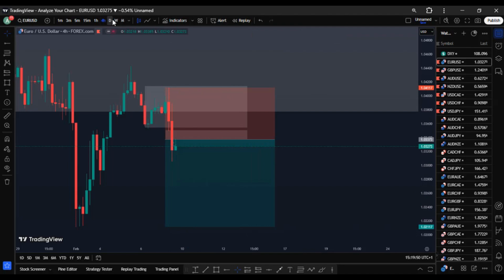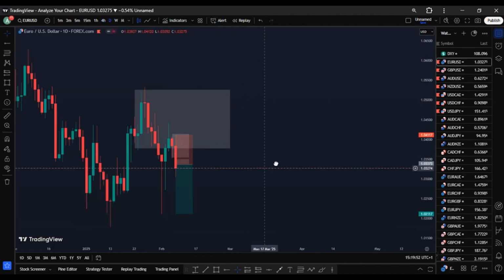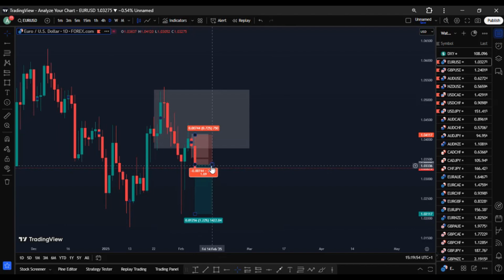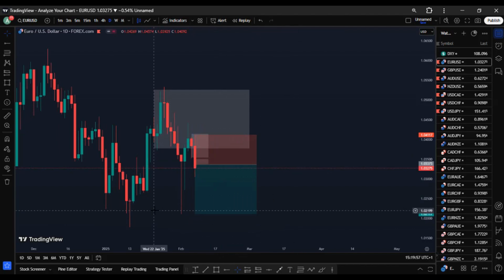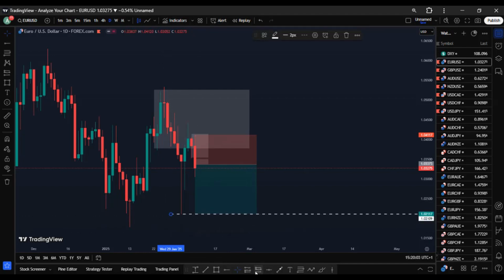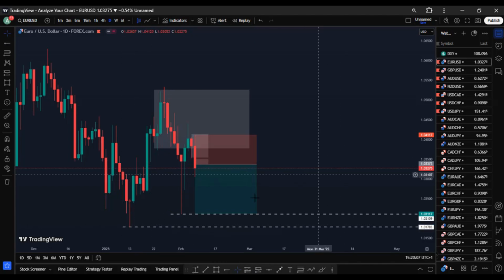If I was to take this trade, what would be my target? Probably for the coming week, my target would be, of course, this first low here. So we have a potential target here. This will be the first target, right? And this will be the second target. Let me get my line tool. This will be the second target for this trade.